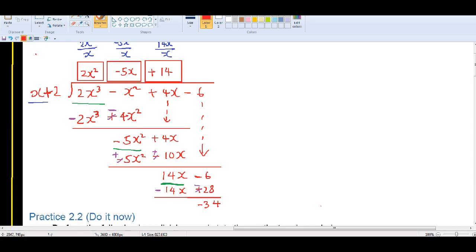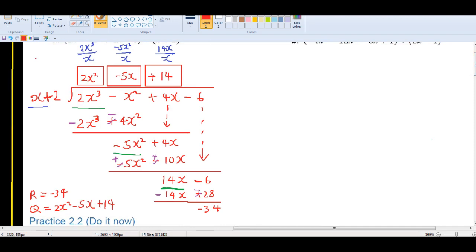Am I correct? For this question, we know the remainder will be minus 34. The quotient will be 2x squared minus 5x plus 14. Okay, all good?